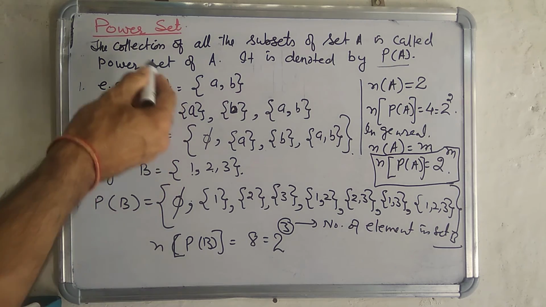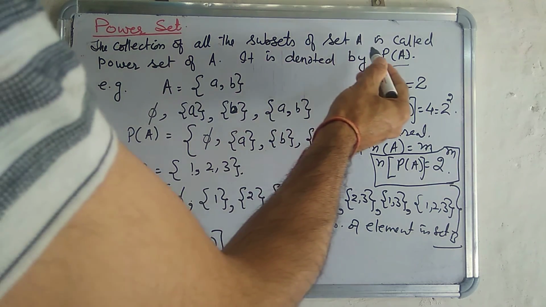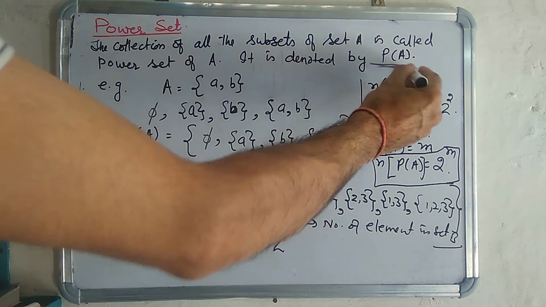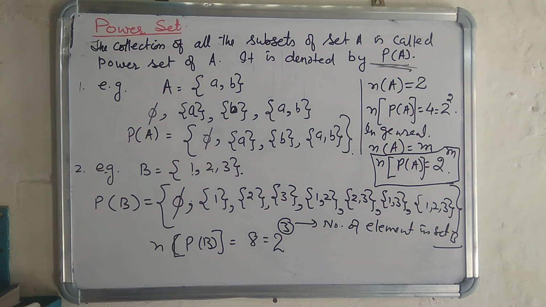So the collection of all possible subsets of set A is called the power set of set A, and it is denoted by P(A). So this is the power set of a set.